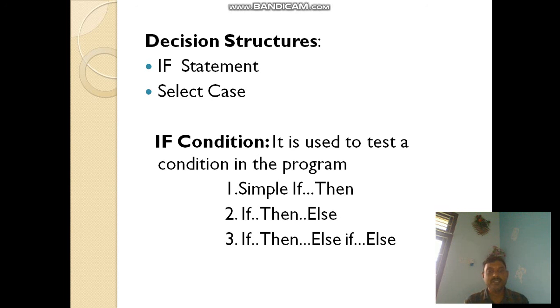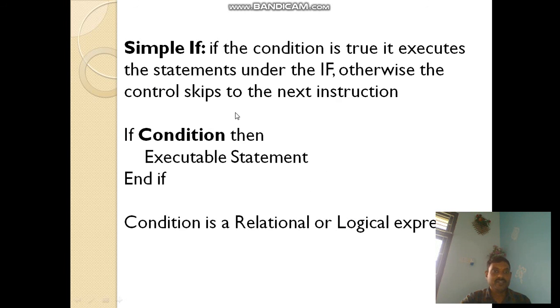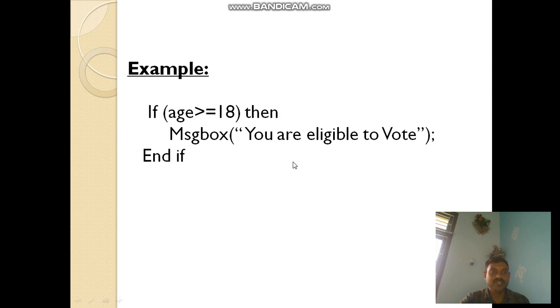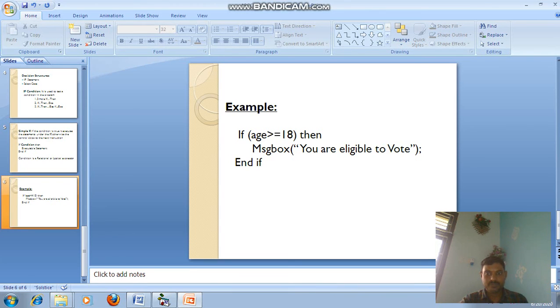If you want to check multiple conditions or a series of conditions, then we use the third form, that is if then else if. The first one is the if condition statement. If the condition is true, only the statements below this if are executed. If age greater than or equals to 18, age is a variable. If we give a value of 18 or above only, this message box will show you are eligible to vote. Otherwise it skips from the if block. Okay, thank you.